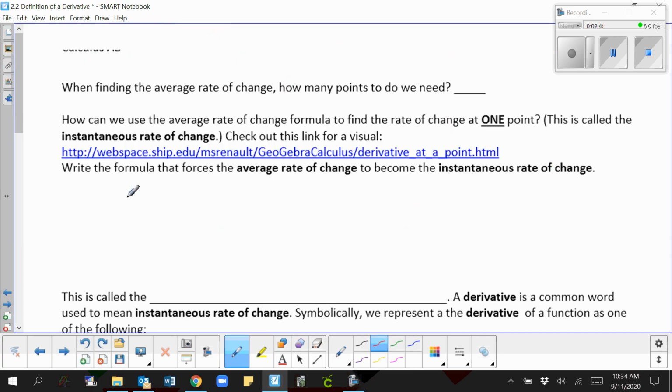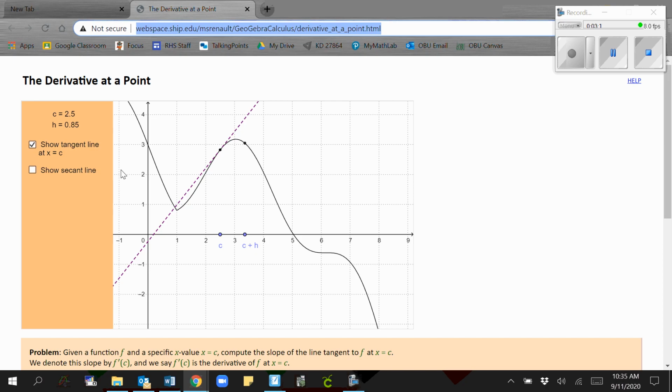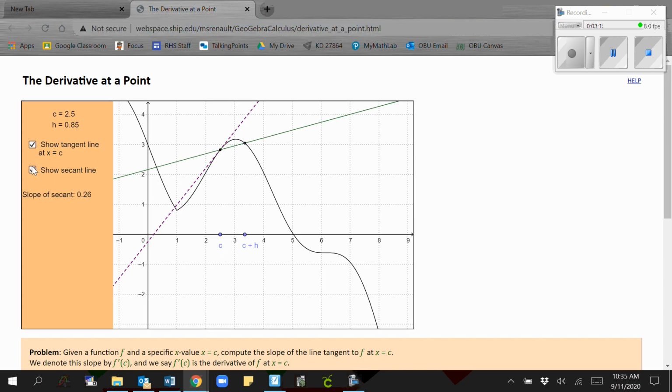So remember that when we are talking about our average rate of change, we need 2 points because we're using that slope formula. So how can we use the average rate of change formula to find the rate of change at 1 point, which is our instantaneous rate of change? And so I've got a nice little visual here. Let me open that up for you guys. So if we're looking at that visual right here, what we're doing is we're trying to take a secant line and turn it into a tangent line.